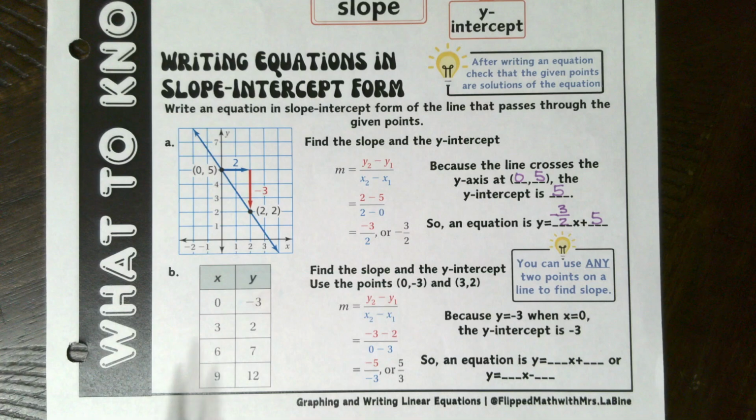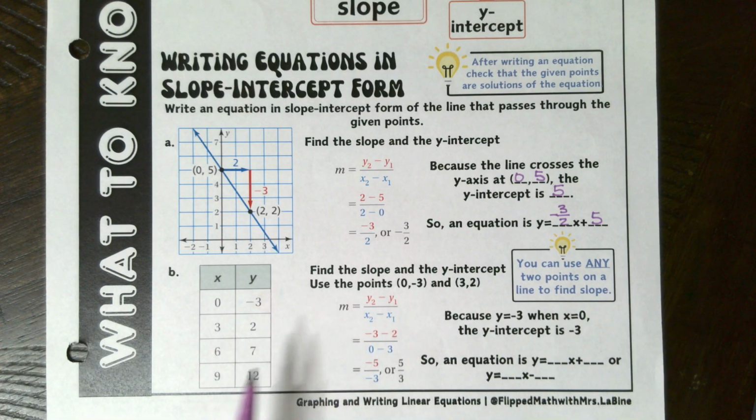So let's look at the next section. This one is tables. Again, like I said, you can for sure pick any set of these points. So I could choose -3 and 0 and 7 and 6. I could choose 12 and 9 and 2 and 3. It does not matter because I am going to get the same answer no matter which one I choose.